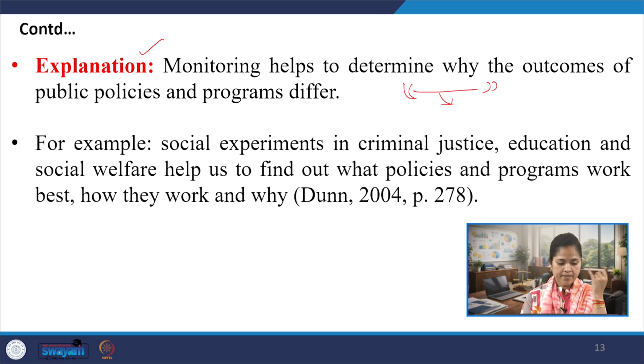We can take other examples, like social experiments in criminal justice, education and social welfare, that can help us find out what policies and programs can work best and how they can work, and if they are not working, then what the reason behind it is.